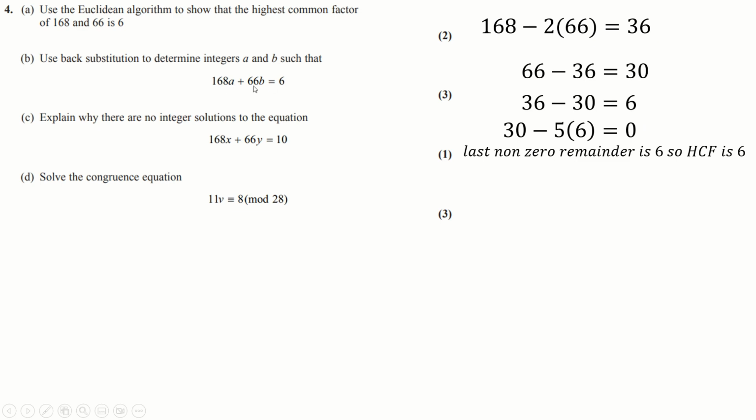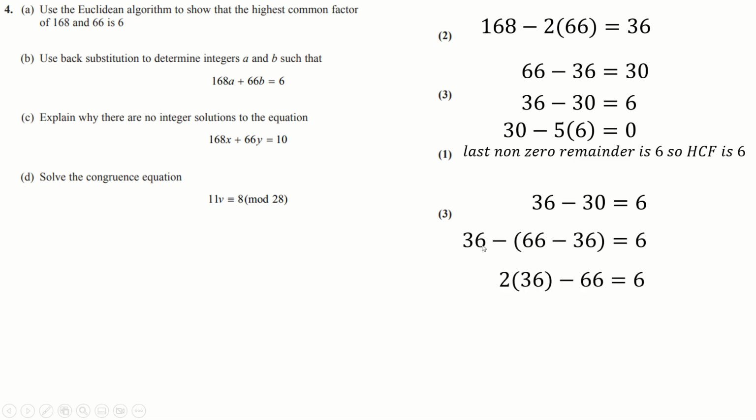Use back substitution to get this. So we start with this line here, and we say that 30 is 66 minus 30, so we'll put that in. We can rearrange this to look a bit like this. It's 2 copies of 36 minus 66. And then we can replace this 36 with this line here, just replacing that 36 with that.